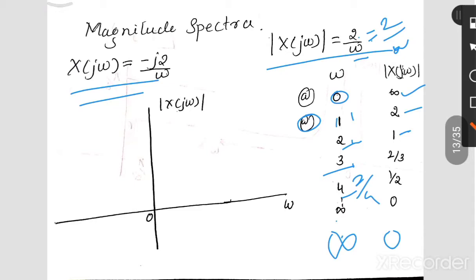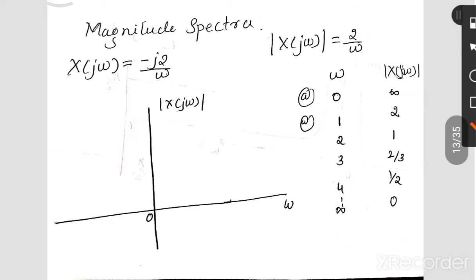So this is true for the positive side. Similarly, we have to substitute for the negative side as well. Omega equal to 0 is okay, so I'll substitute minus 1. When we substitute minus 1, it will be 2 by minus 1, the value is minus 2. Substituting omega equal to minus 2, it will be 2 divided by minus 2, which is minus 1. Similarly, minus 3 gives minus 2 by 3. Minus 4 gives minus 1 by 2. Substituting minus infinity, again it will be 0.